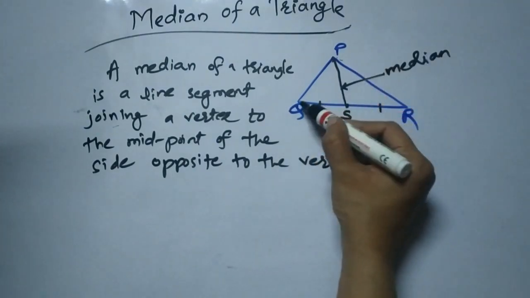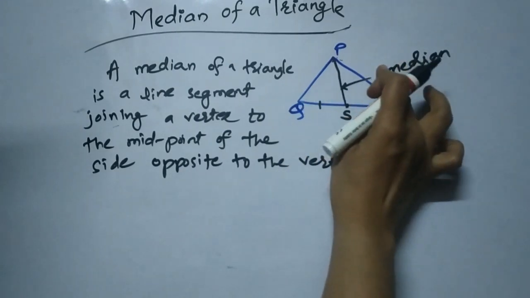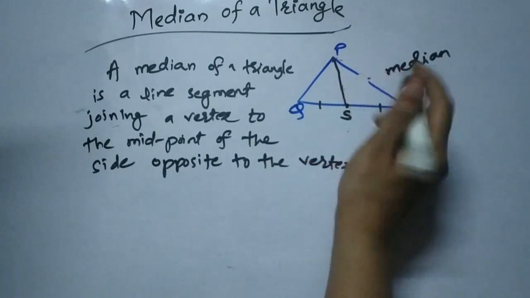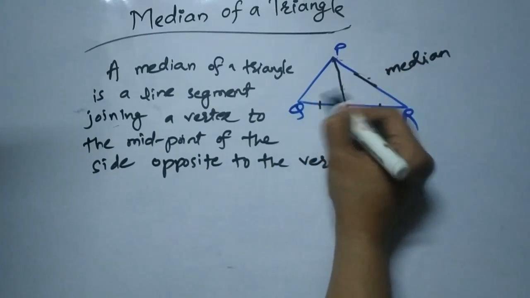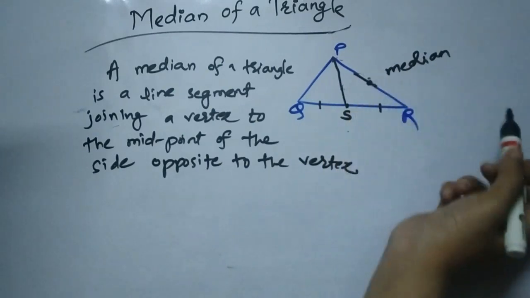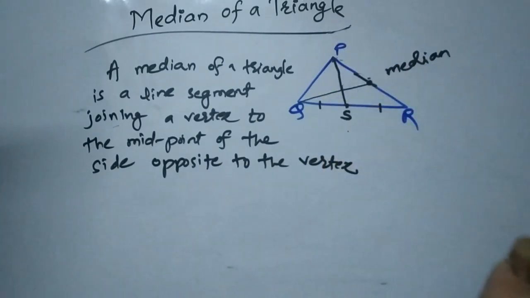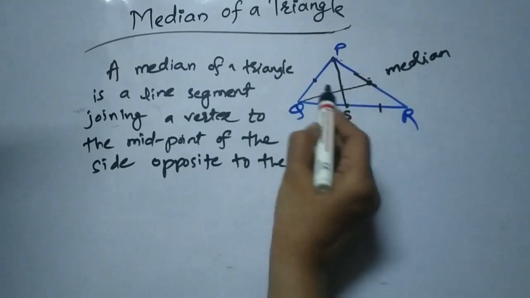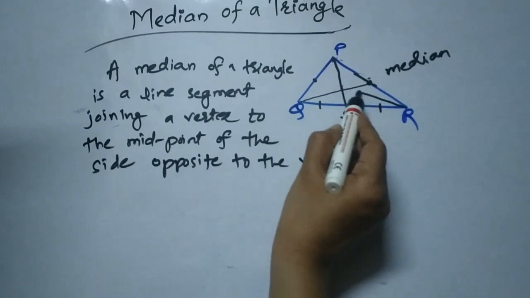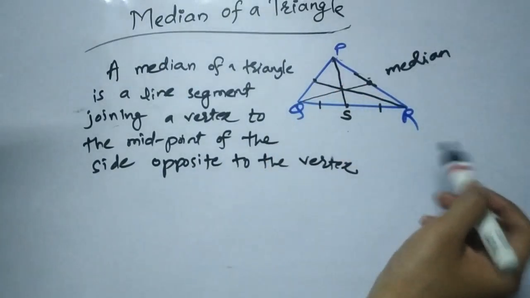In the same way, suppose this is Q and here is what? One more we can draw a median. Three vertices are there, so friends, you can draw three medians. So this is the midpoint of this PR. From Q we will join here. This is one median. Again, this is the midpoint of QP. So again, from this vertex we'll join here, we'll reach here. So these are the three medians of one triangle.